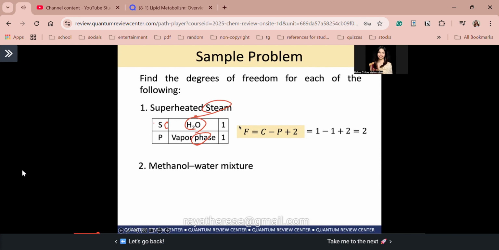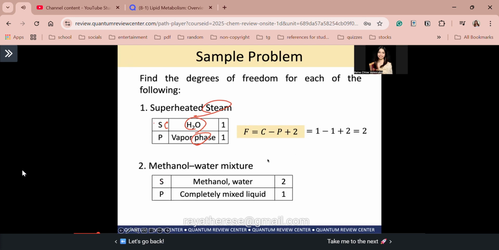Next, we have a methanol-water mixture. In this case, you have two components, or actual chemical species, or C. That is methanol and water. Therefore, C is equal to 2. And the phase is just 1 because here you have a completely mixed liquid, right? Because methanol and water are soluble with each other. Solving for the degrees of freedom, we get 2 minus 1 plus 2. That is equal to 3. I hope it's clear, guys. When we say we have 3 degrees of freedom, we can vary the temperature, pressure, and composition, or number of moles, for the methanol-water mixture.